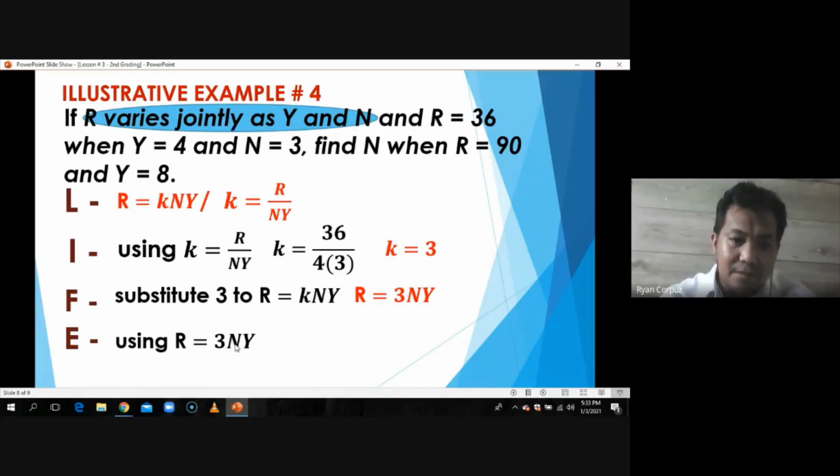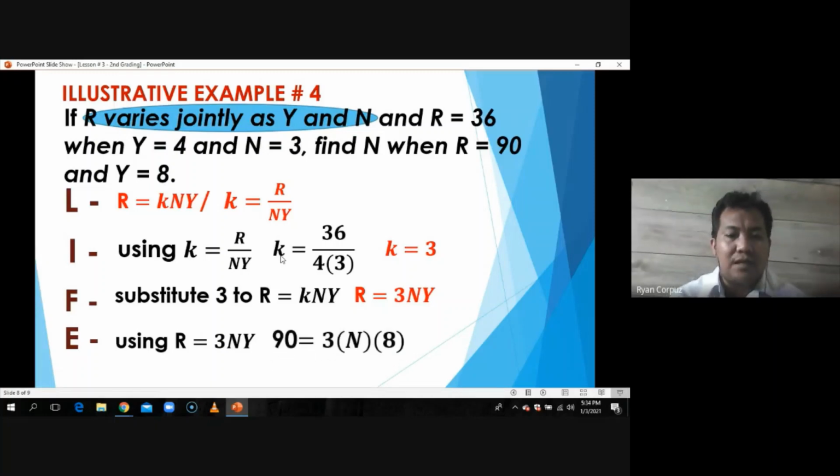Again, this is N. So still, we are going to make use of the same given equation that we formed in step number 3. We just substitute. R is 90 when Y is 8. When we substitute, it becomes 90, that would be R, equals 3n times 8, which is the value of Y. And 3 times 8 is 24. We have 24n.